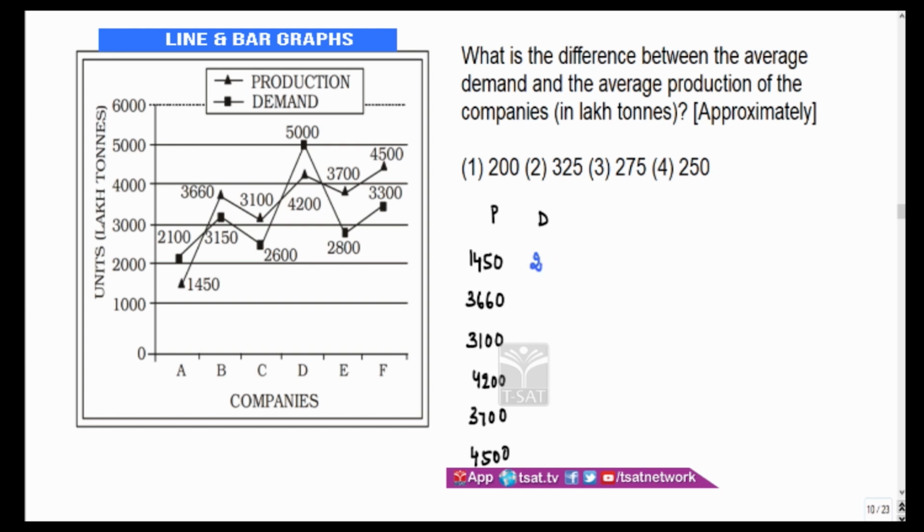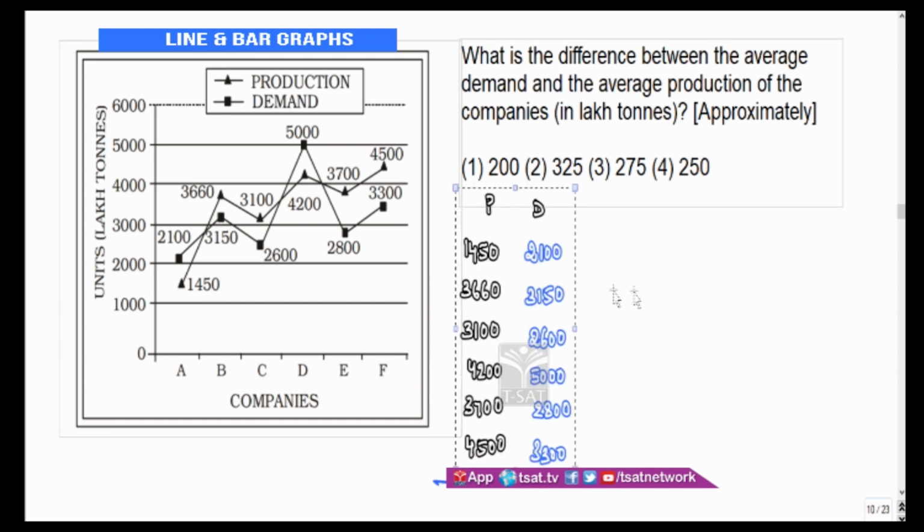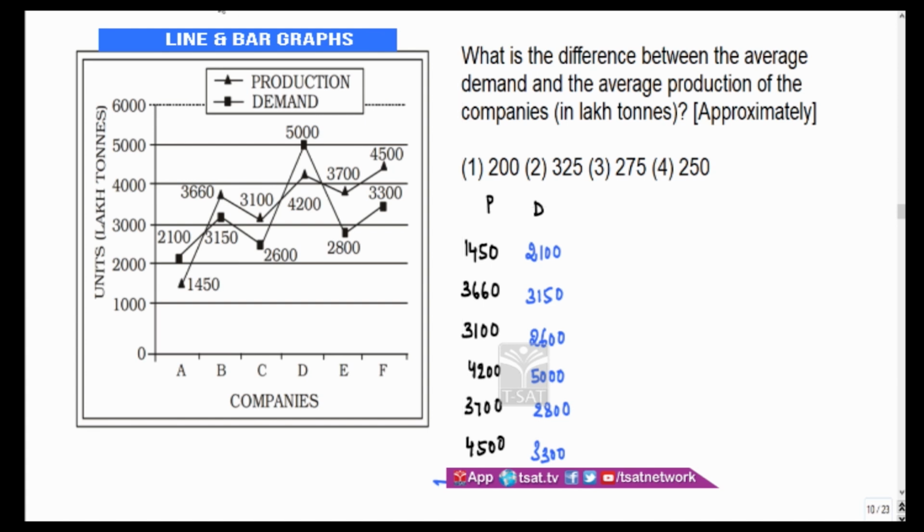Demand is 2100, 3150, then 2600, 5000, 2800, 3300. These are the demands. He is asking you to find the average and find the difference between them. But instead, what I am doing here is just finding the difference and then I am going to find the average. Now look at here, the difference is how much?